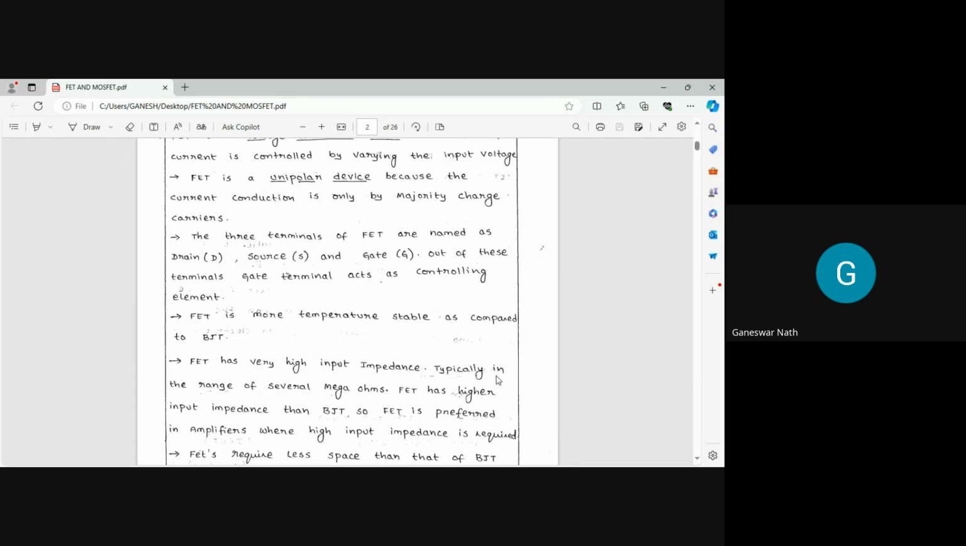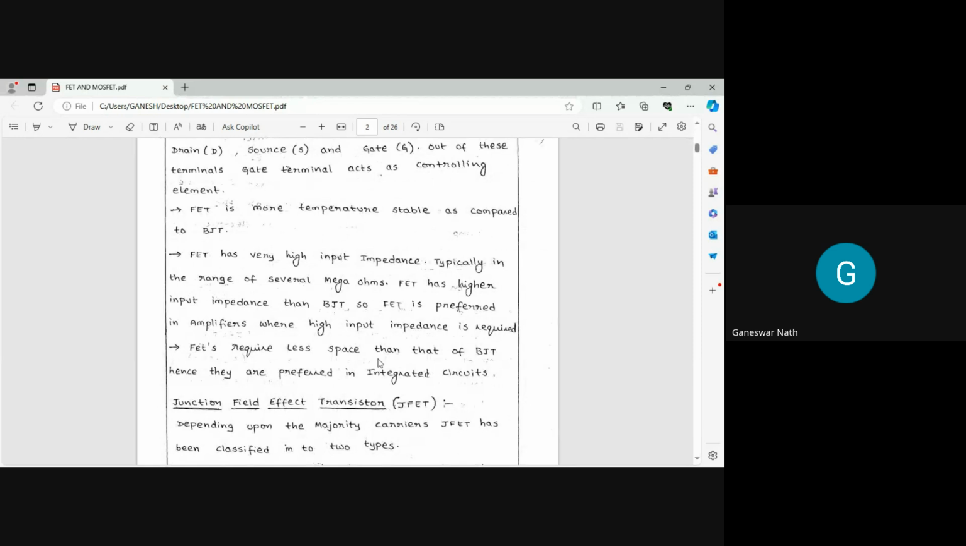Now, FETs require less space than that of the BJT. Hence, they are preferred in integrated circuits. So basically, FETs are simply assembled into the integrated circuit.